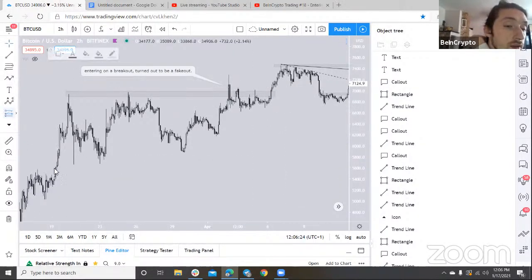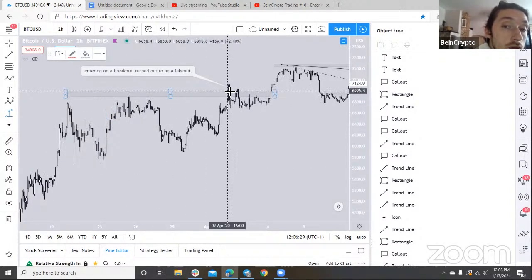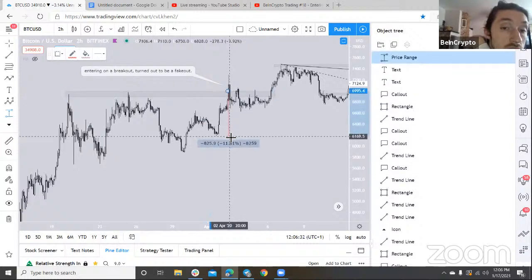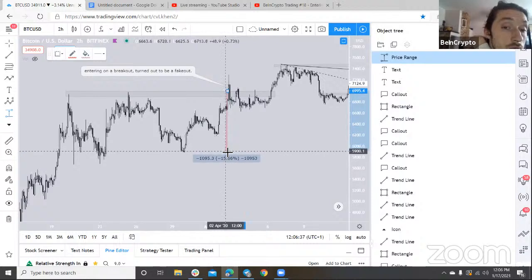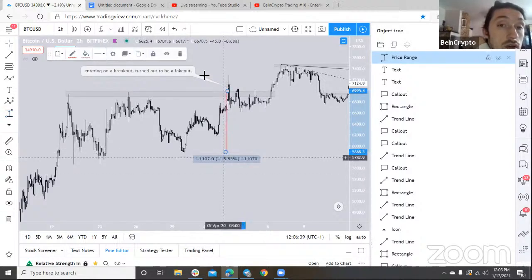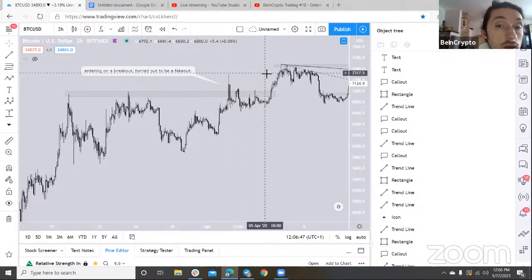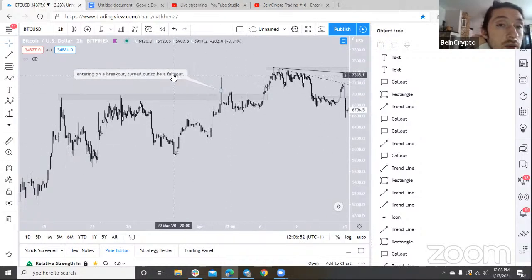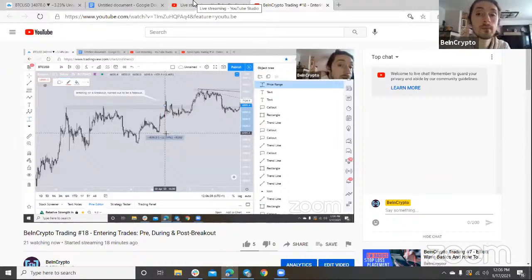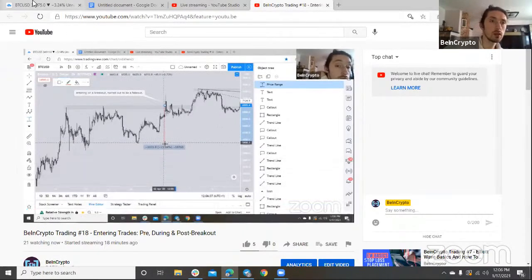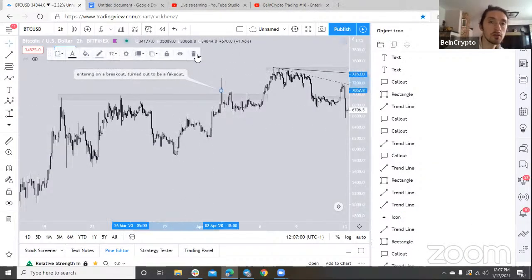Say that you entered as soon as the price took out this high. So you entered here. Maybe you could place a stop here, which is 12% down, and it still might be triggered here, which is 15%. So the only way to trade this, in my opinion, would be as soon as you enter here to have take profits here and here, and then move your stop to break even. But again, I'm not mainly a short-term trader, so I rarely do this.